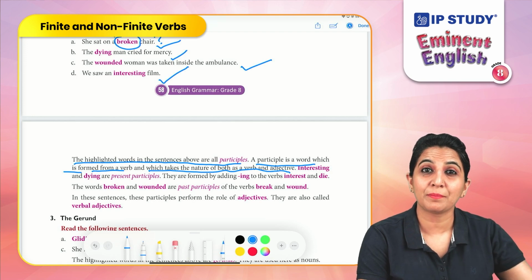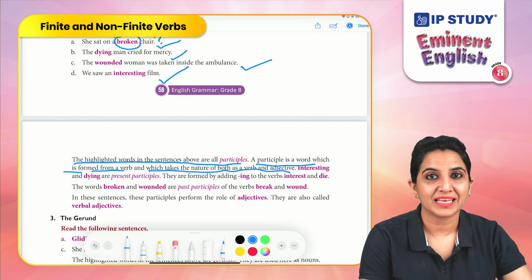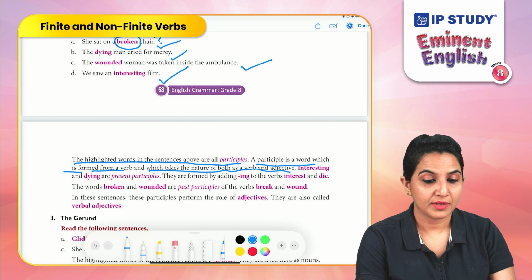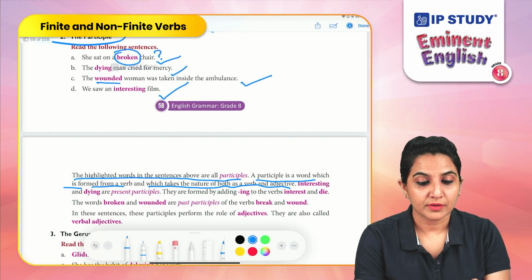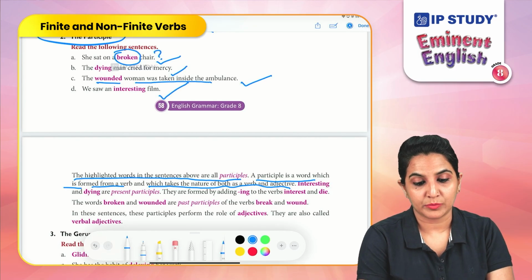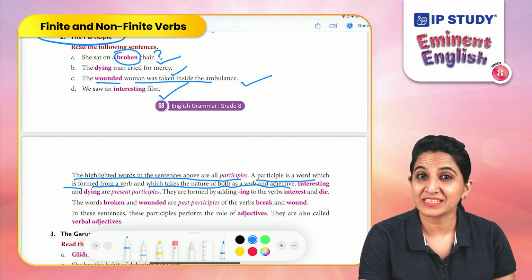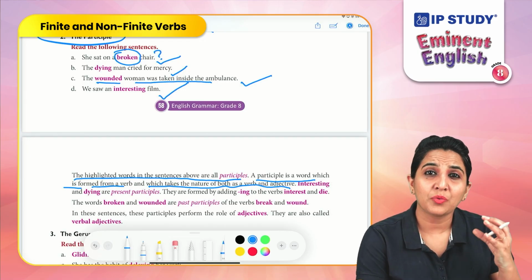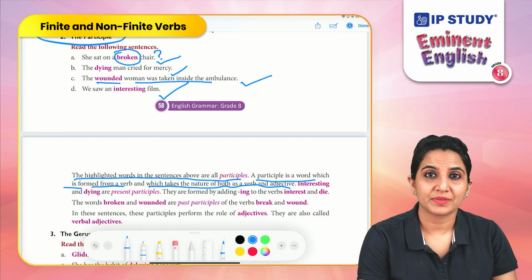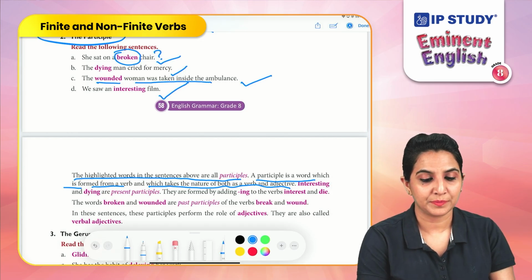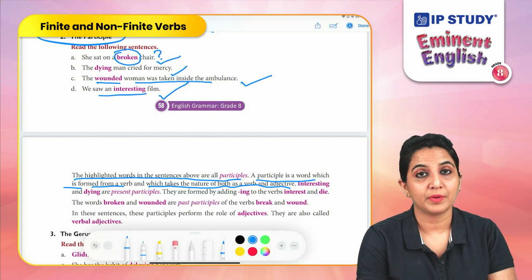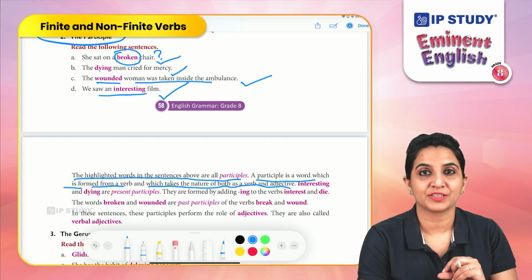What is happening to the man right now? He is dying. The wounded woman was taken inside the ambulance. Now this is describing the woman. That means wounded is used as an adjective as well. And what kind of participle is it? It is a past participle. We saw an interesting film. Again, it is used as an adjective of film.